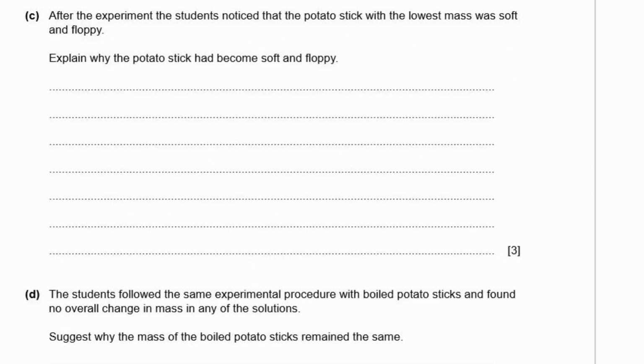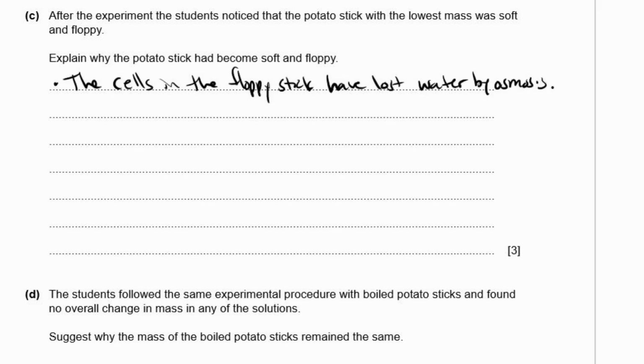C. After the experiment, the students noticed that the potato stick with the lowest mass was soft and floppy. Explain why the potato stick had become soft and floppy. Well, the reason why is because cells in the floppy stick have lost the water by osmosis. And then you can describe osmosis because it's saying explain. So it's pretty much exactly what you've just explained.